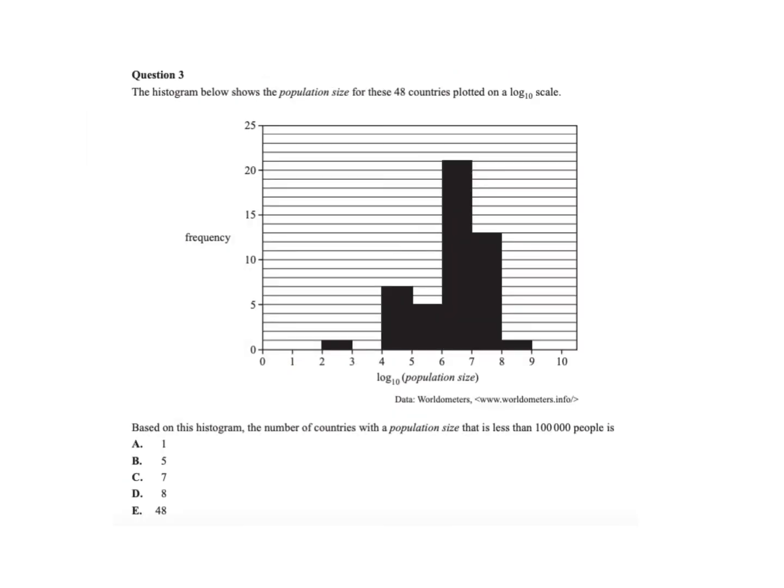Okay, here, question 3. The histogram below shows the population size for 48 countries. So N equals 48. Then I'm just circling this as a count frequency. And it says, based on the histogram, the number of countries with a population that is less than 100,000. So we need to change this to a log number. The cheat's way, you can just count the zeros. It would be 10 to the power of 5.